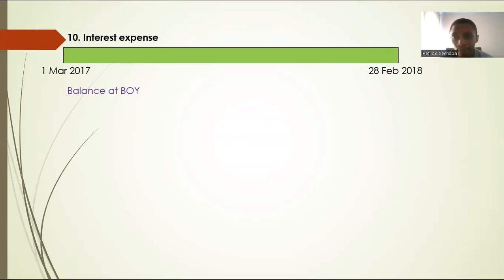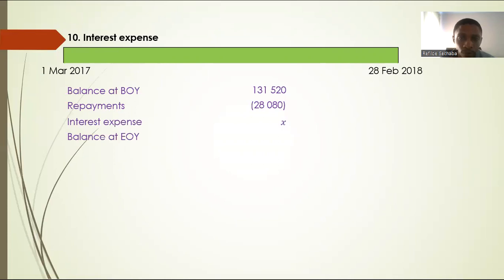Balance at the beginning of the year. Please note that this was given to you in the trial balance, and it's written as the beginning balance, and that was 131,560. Please note that you will normally minus the repayments, which is 28,080, which is from the adjustment, and you will add interest, but we don't know the interest, we only know the balance at the end of the year. So 131,560 minus 28,080 plus X, which is interest, is supposed to give us a closing balance of 152,560.